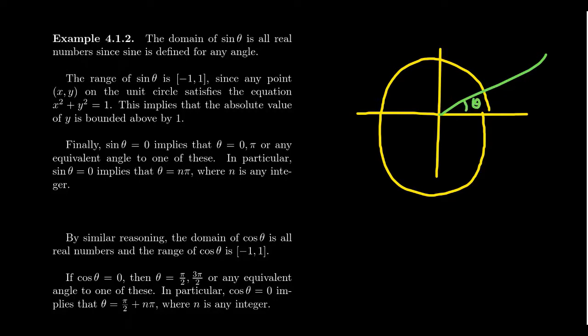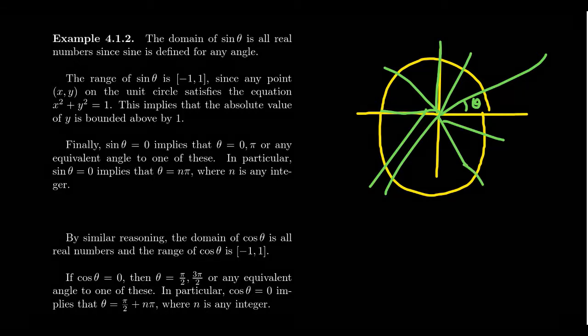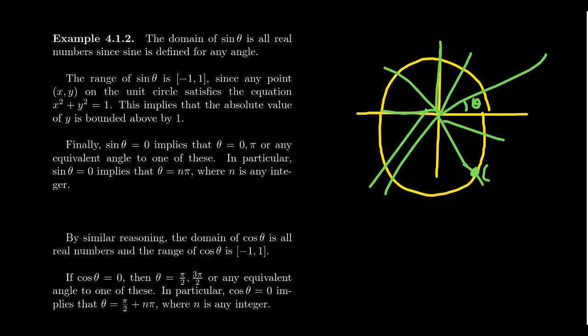Well, theta would be defined for that angle, sine would be defined for that one, and this one, and this one, and this one. It turns out that any angle you choose, sine is going to be defined, because what is sine after all? Sine is the y-coordinate of these points on the unit circle. So sine theta is just the y-coordinate. No matter where you are on the unit circle, the y-coordinate is defined, so sine will be defined as well.